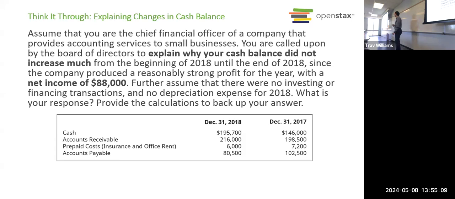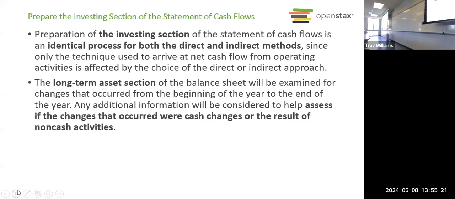Okay, questions or comments? Right. Okay, I already mentioned to you that in the investing section and the financing section, there's only one way to create each of those. So that indirect method that we learned only relates to the operating section.